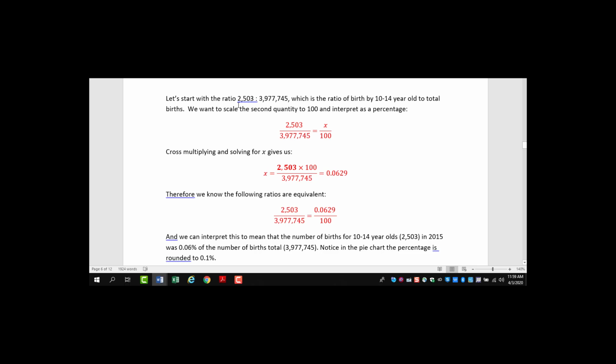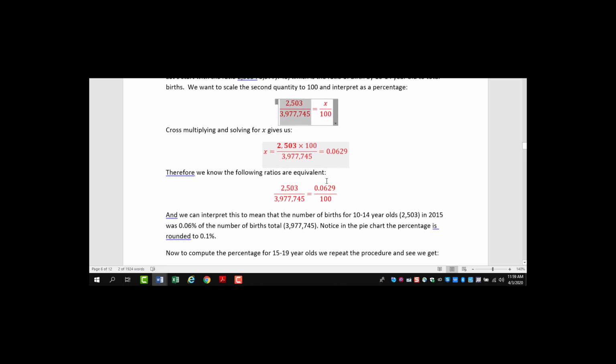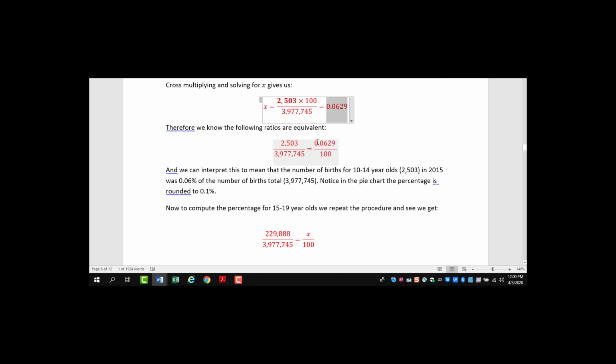So let's start with the ratio of 2,503 births for just under 4 million births total, one to the other, and that's 10 to 14-year-olds to total births. There's your ratio. And you want to change the ratio and scale the bottom number to 100. So cross multiply and divide, and we get that small number, which is over 100. So it's way less than 1% over 100. It's 0.06 over 100.